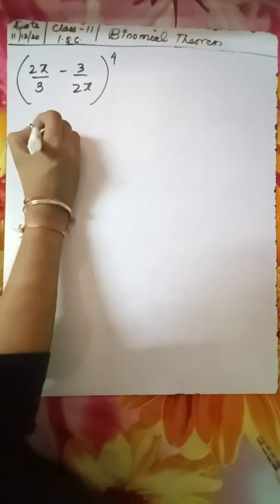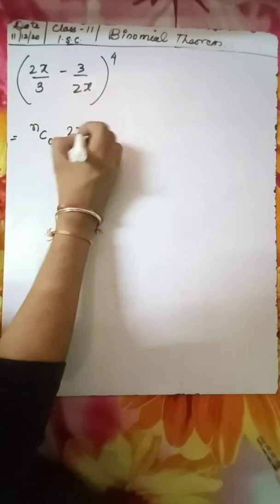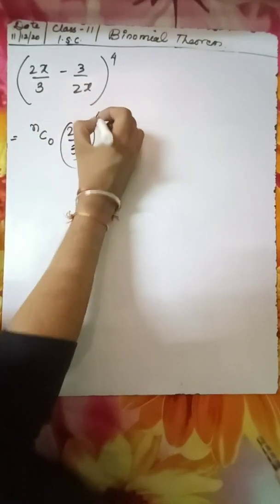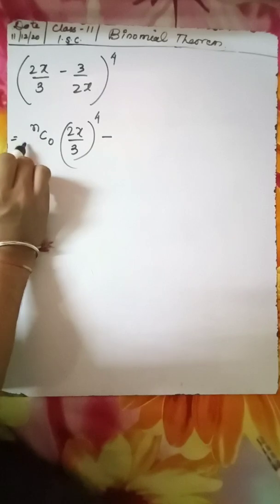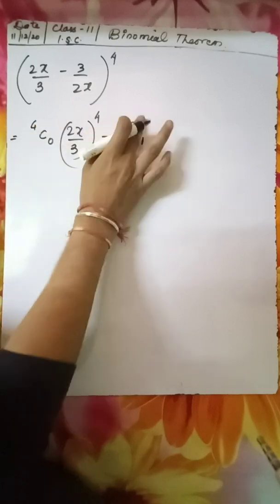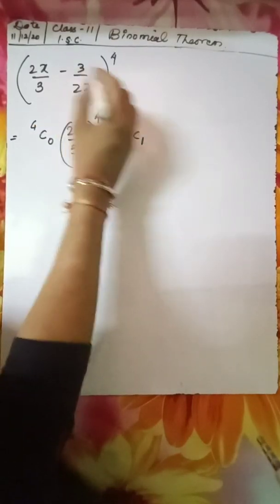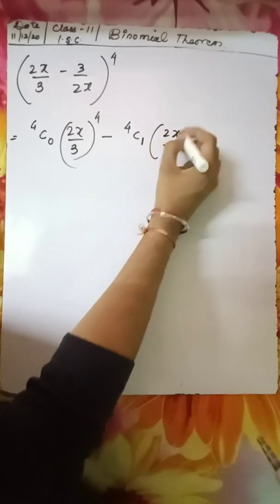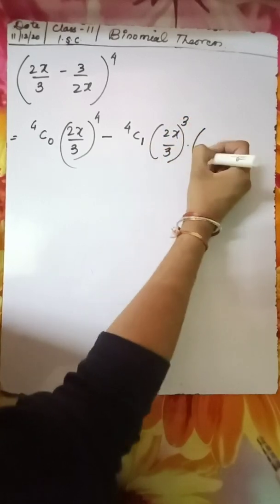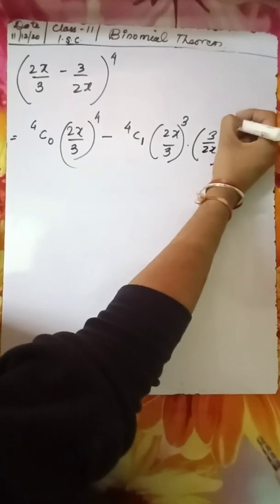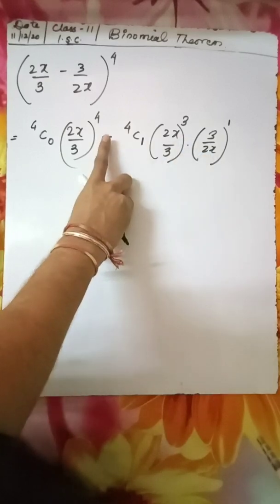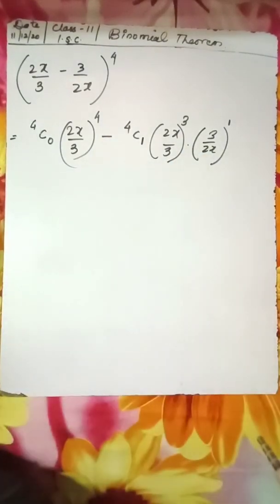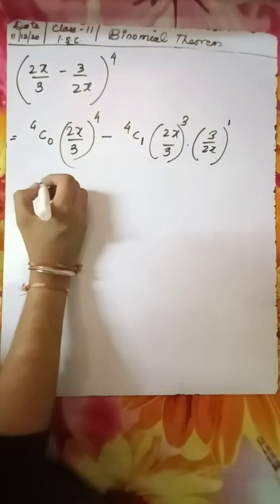So nc0 a to the power, what is a, 2x by 3 whole power 4, then minus, because we have to go alternately, since this is a negative case, so positive, negative. Then nc1, and in place of n we can write 4. Then a is 2x by 3 whole power 3 into 3 by 2x whole power 1. Now don't take minus of 3 by 2x, because we already put the minus here.